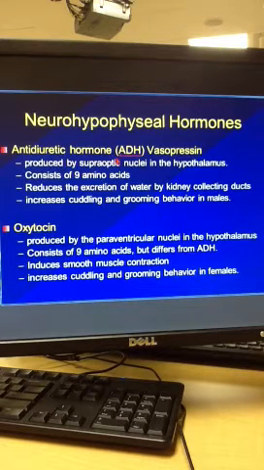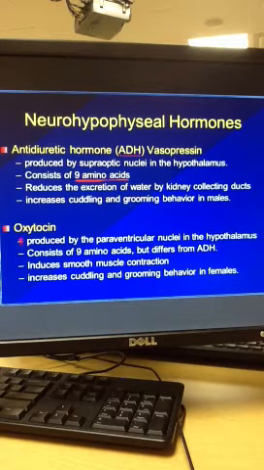So if you reabsorb more water, what color is your urine going to be? Dark yellow, isn't it? And if you increase the water excretion, it's going to be clearer. Note that it consists of 9 amino acids, so it's a relatively short peptide.